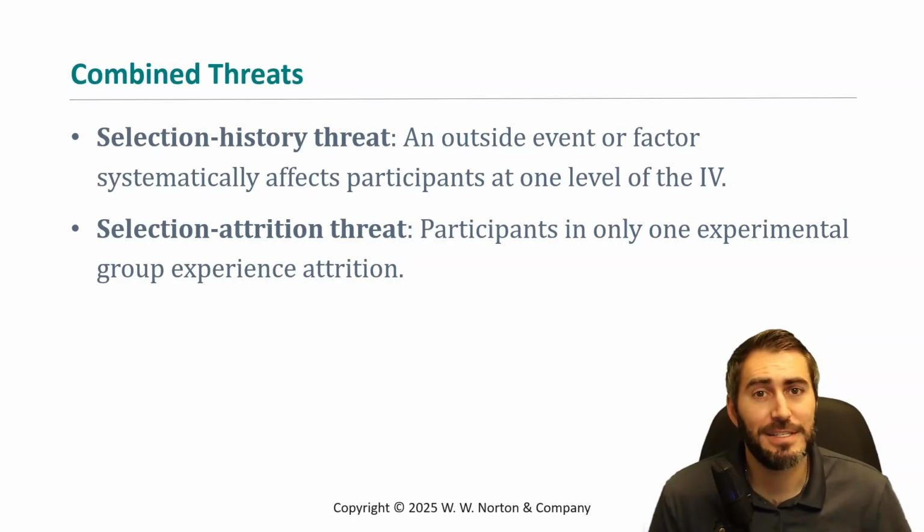An example of a selection attrition threat: let's say that participants in one group have to travel 1 mile for the study, and participants in the other group have to travel 20 miles for the study. Well, you might have more attrition in the 20-mile group due to the distance from the lab. So you couldn't be sure if differences between groups were due to the independent variable or the distance and attrition. So hopefully you can see how multiple threats can combine to cause additional threats to internal validity.